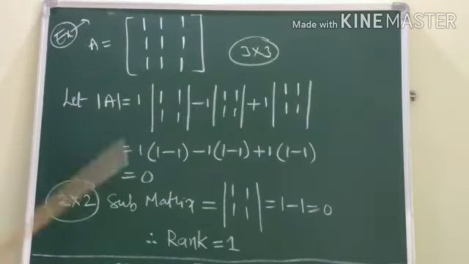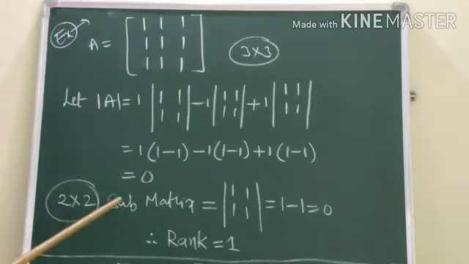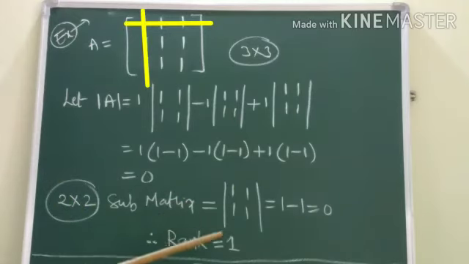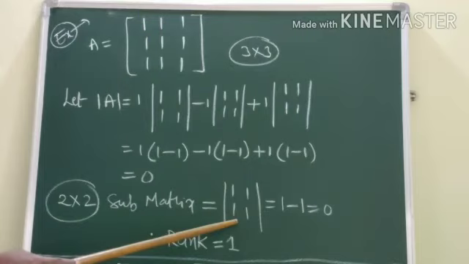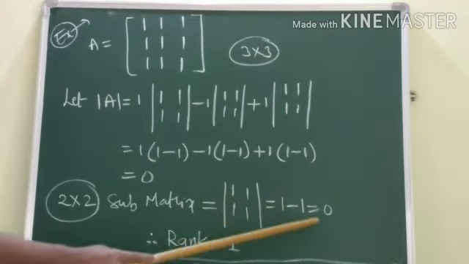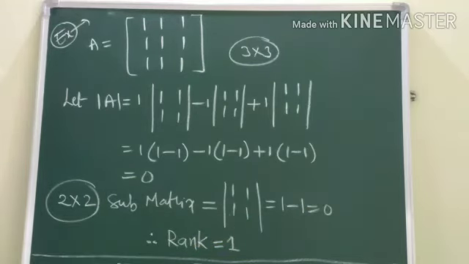Suppose if the determinant of the 3 by 3 matrix is 0, then we go for a 2 by 2 submatrix, any 2 by 2 submatrix. That means by deleting any row or any column, we get the submatrix 1 1, 1 1. This is a 2 by 2 submatrix. And what is the determinant here? That is 1 minus 1 equal to 0. Here the determinant of the 3 by 3 matrix is 0, and also the determinant of the 2 by 2 submatrix is 0. Then what is the rank of the matrix? 1.